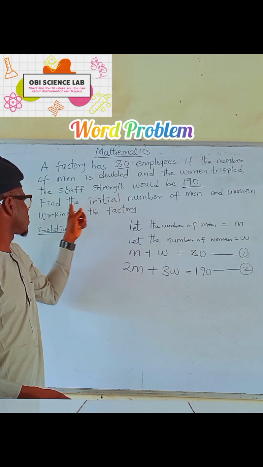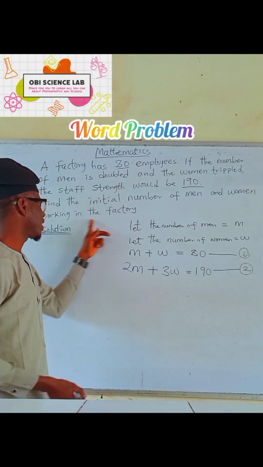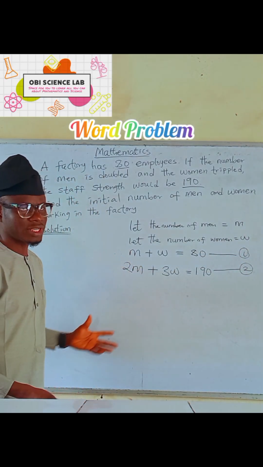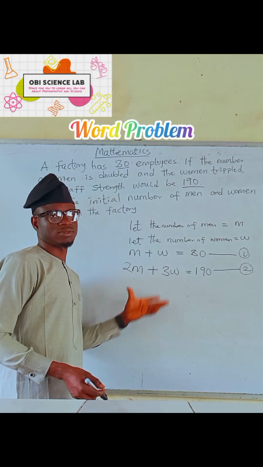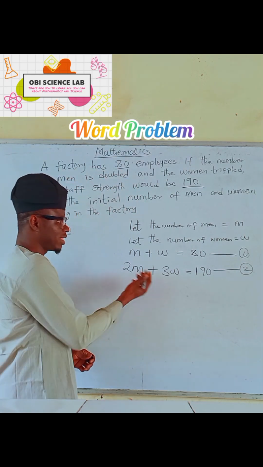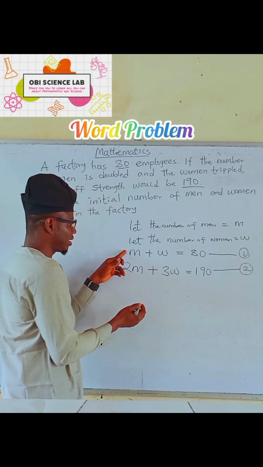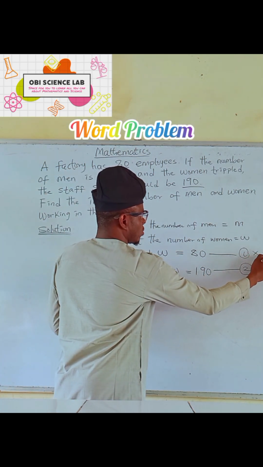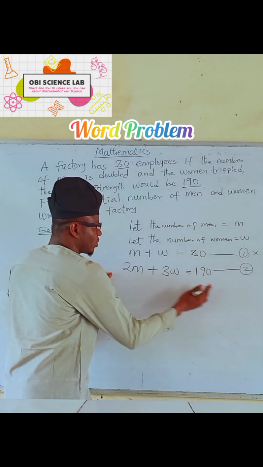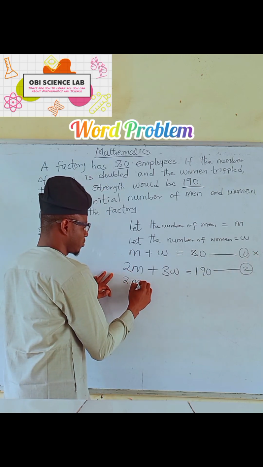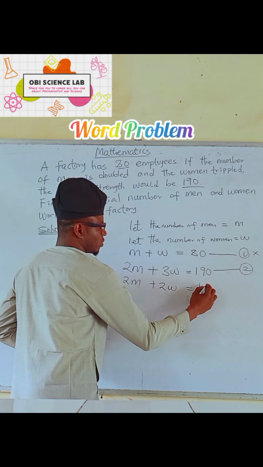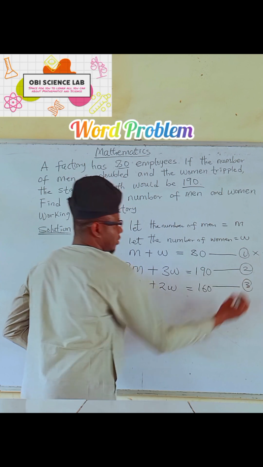Then the question went further to ask us to find the initial number of men and women working in the factory. That means find the number of men and the number of women. So let's use any of the methods of solving simultaneous equations to find our unknowns, m and w. Of course, we can use the elimination method here. But before we do that, let's balance this by multiplying our equation 1 by 2, so it can have an identical coefficient with equation 2 in terms of m. 2 times m gives us 2m, 2 times w gives us 2w, and 2 times 80 gives us 160. We can call this equation 3.